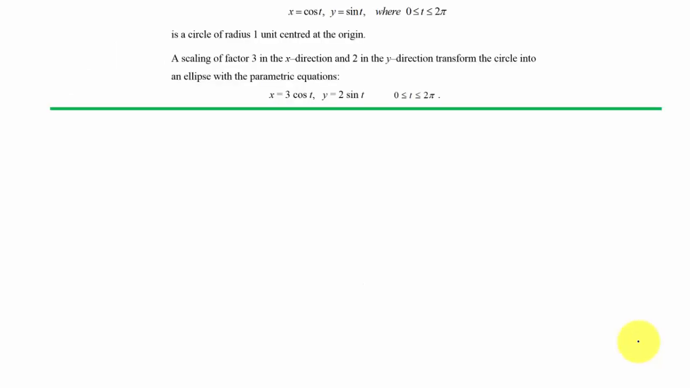Let's look at this example. We have a set of parametric equations, and we know that this is a circle of radius 1 unit centered at the origin. If we multiply x by 3 and we multiply y by 2, it is going to scale our curve by a factor of 3 in the x direction and a factor of 2 in the y direction. This will be our new set of parametric equations.